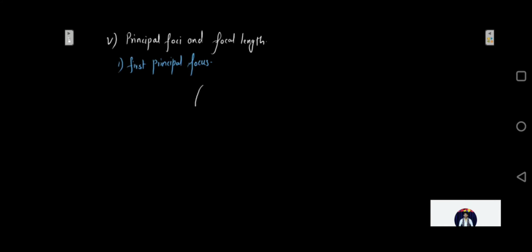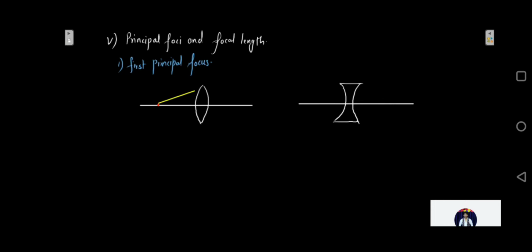Supposing I have a convex lens and a concave lens, a biconvex lens to be specific and a biconcave lens to be specific, and supposing the rays are starting from a single point on this principal axis. Let us say that this is my single point on the principal axis, and from here my rays emerge out like this.